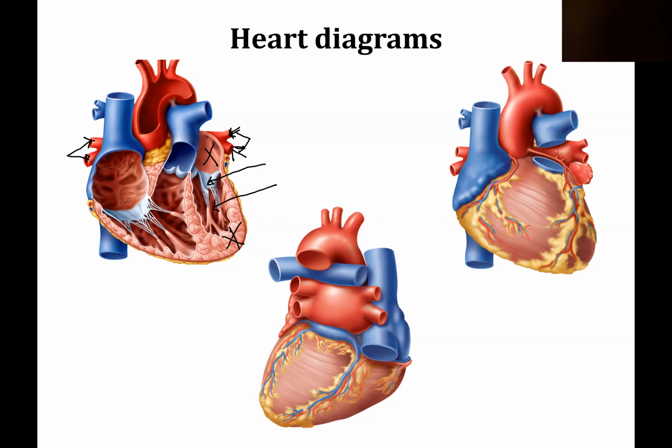Then the blood goes through the aortic valve, which you can see a little bit of here. It's deep, and that leads to the aorta and the aortic arch.